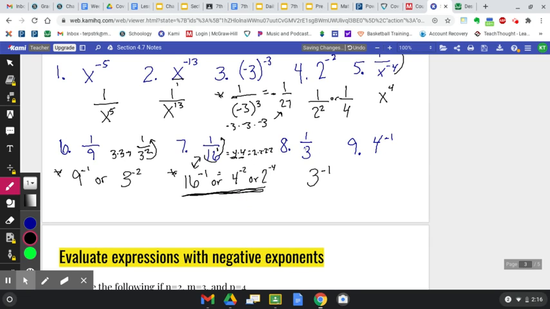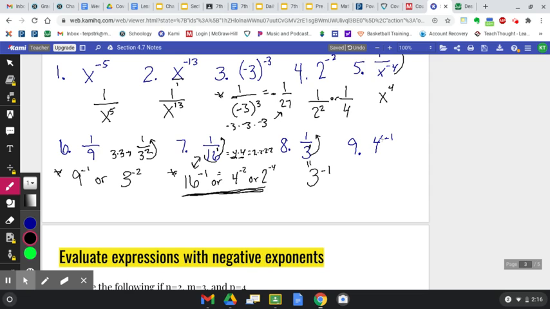Now, 3 is a prime number, it's not a perfect square, perfect cube, or anything like that. So the only way I could represent this is that's 3 to the first power. If I want to write it in the numerator, I need 3 to the negative first power. So then those two would be saying the same thing.